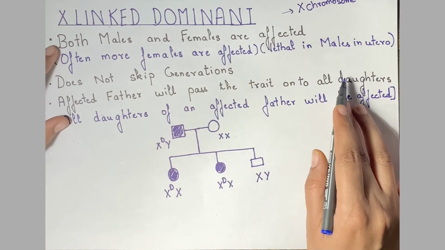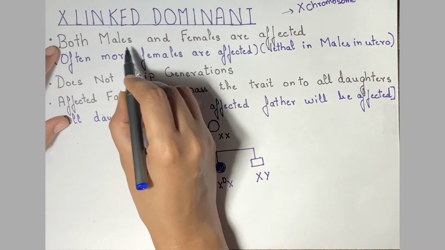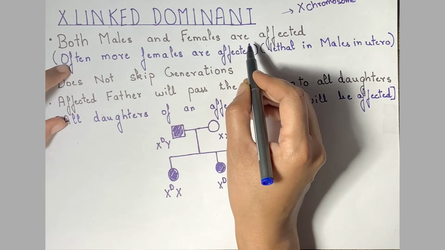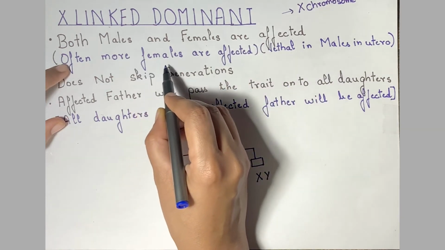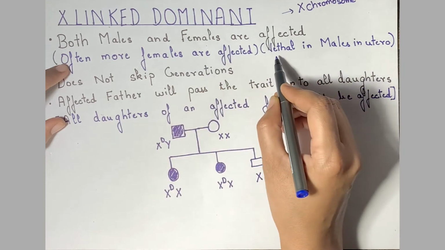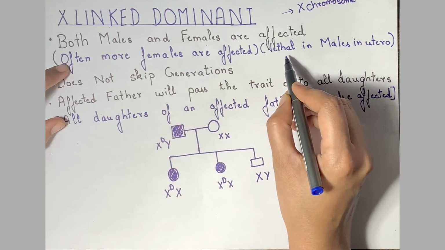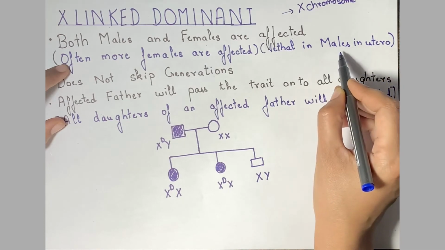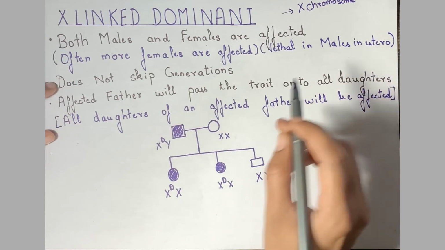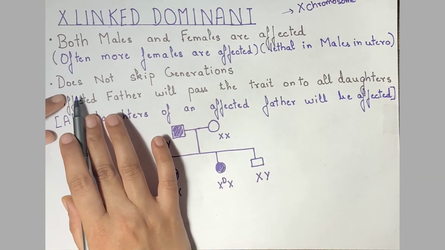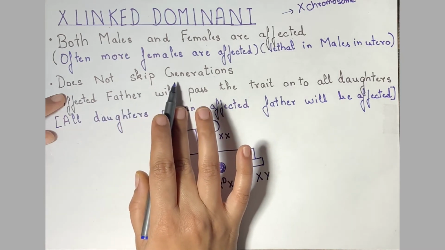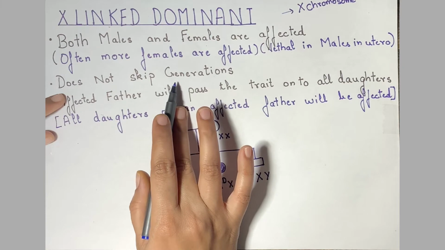In X-linked dominant mode of inheritance, both males and females are affected, but more females are affected. This is due to the fact that the males die in utero. This condition is lethal in males in utero. There is no skipping of generation. You will find affected individuals in every generation.